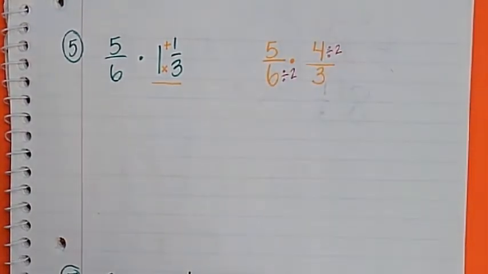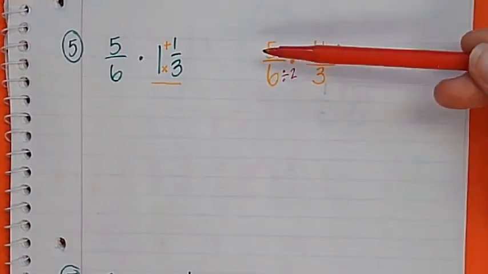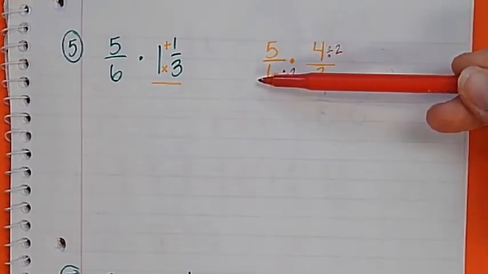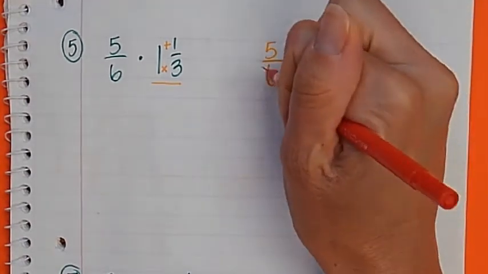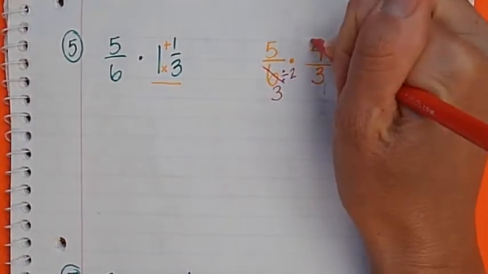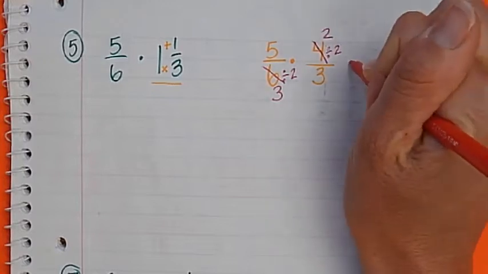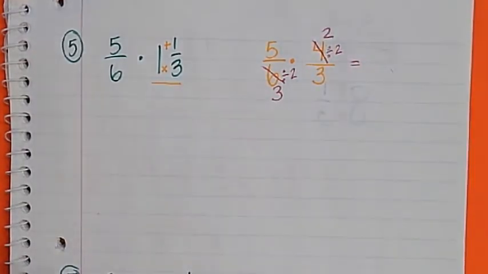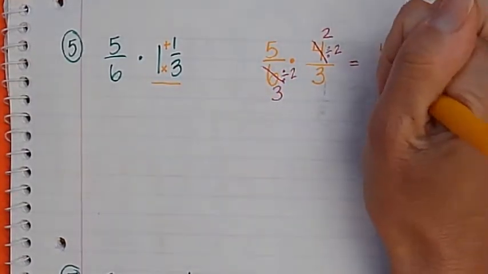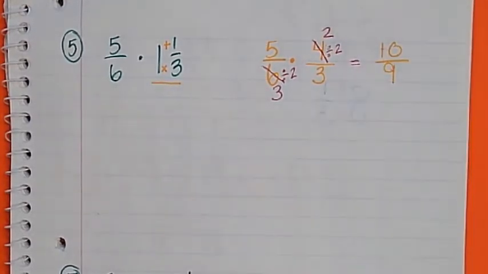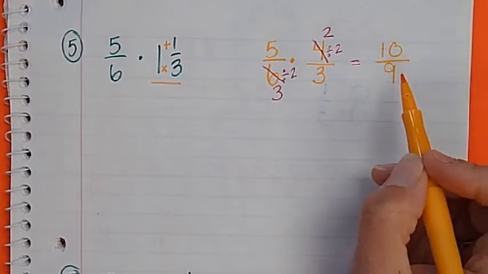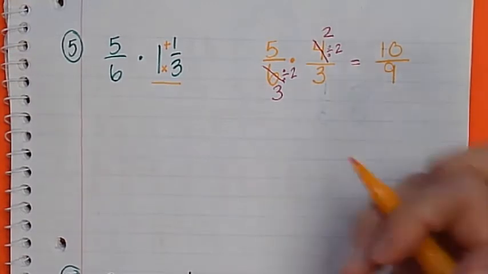Because remember, to cross cancel, we must do something to a numerator and something to the denominators. We can only do the same thing to the top that we do to the bottom. So 6 divided by 2 is 3. 4 divided by 2 is 2. Now I can go ahead and do my multiplication. 5 times 2 is 10, and 3 times 3 is 9. I end up with an improper fraction that I need to convert back to a mixed number.